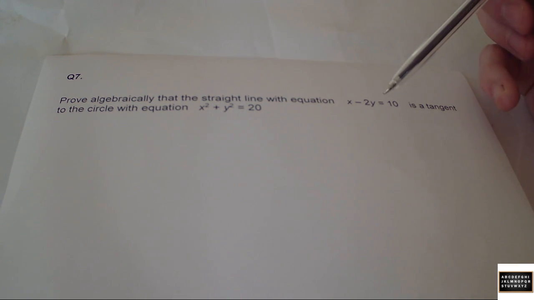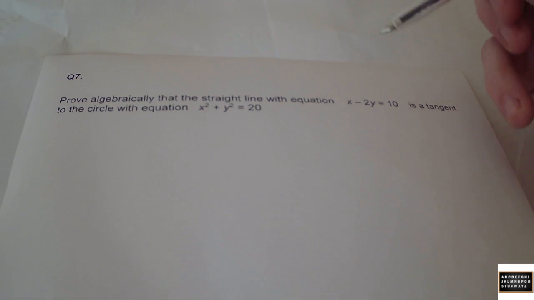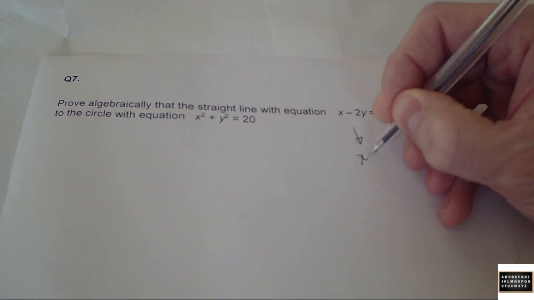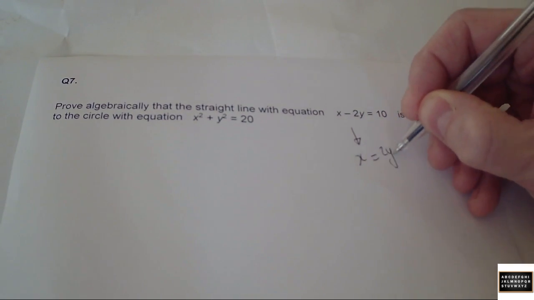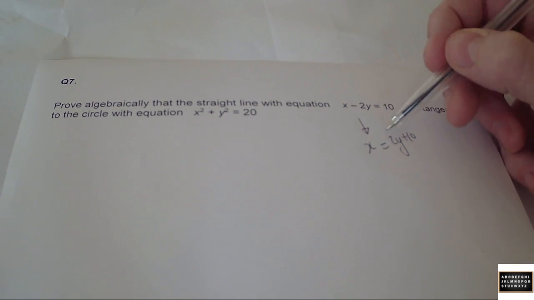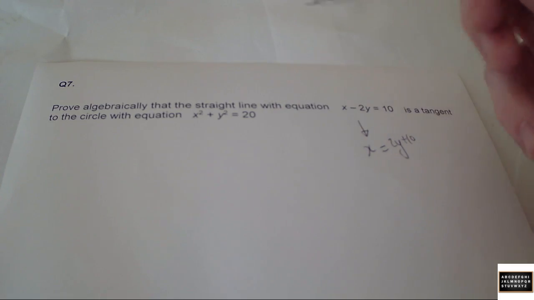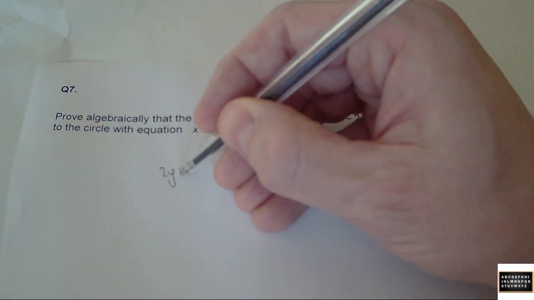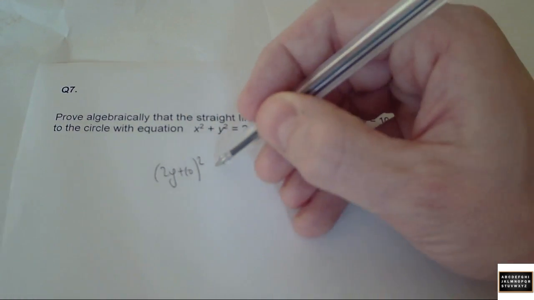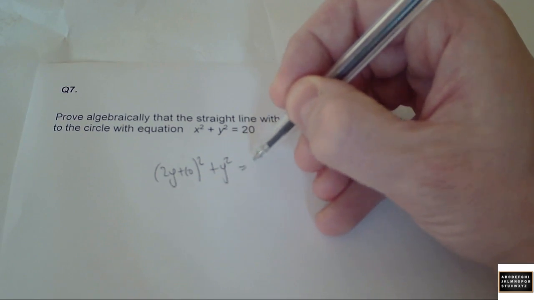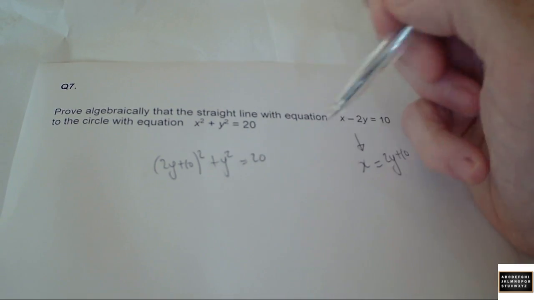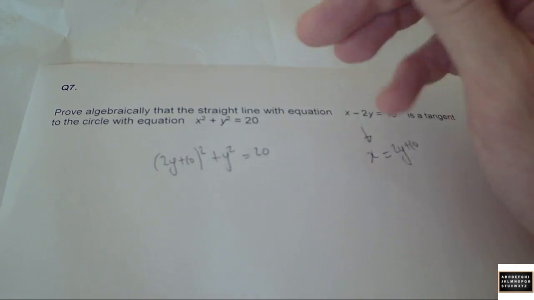It's back to front. So the only thing you can do here is really look at the information you've been given. So this really is telling you that x is 2y plus 10. You can just rearrange that to get that. And of course we've got an equation here, x squared plus y squared equals 20. So I can put 2y plus 10 all squared plus y squared equals 20. Okay, because we know that x is 2y plus 10 from there.